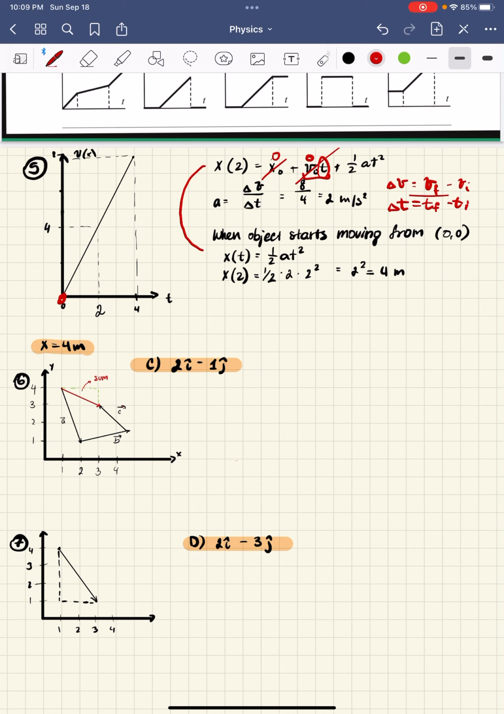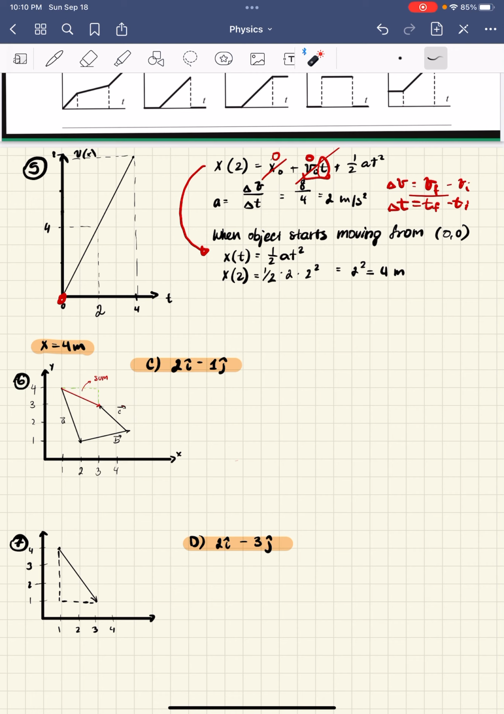So we can rewrite this formula, and we are left only with x of t equals 1/2 times a times t squared, but we don't know acceleration. So we need this formula: a, acceleration, equals delta v divided by delta t, where delta v is v final minus v initial, and delta t is t final minus t initial.